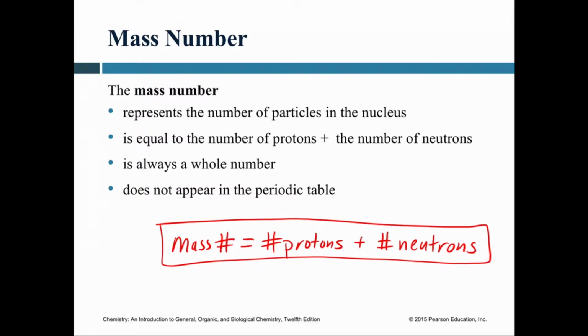The mass number, first of all, is always a whole number, and it does not appear on the periodic table. When you're looking at the periodic table, you're probably looking at a number below the element symbol, and it's probably a fraction. Like for oxygen, it's like 16.00. That is not a mass number. That's called atomic mass, something we're going to get to later. But for now, mass number is the number of protons plus the number of neutrons. It is a whole number, and it does not appear on the periodic table.